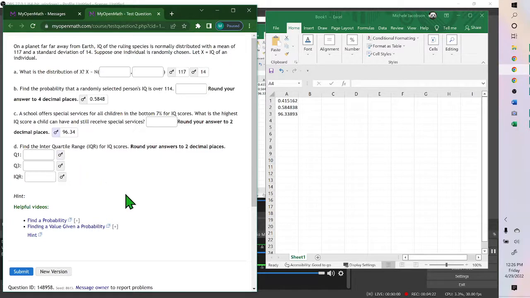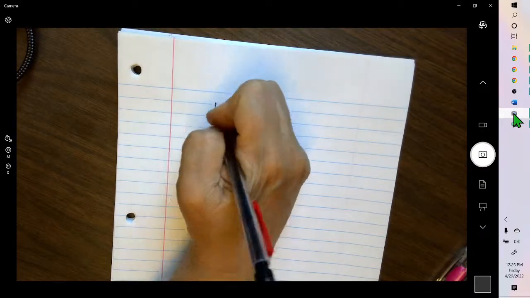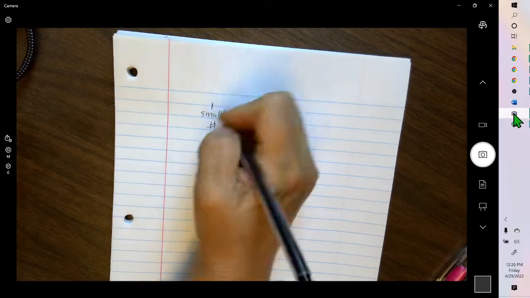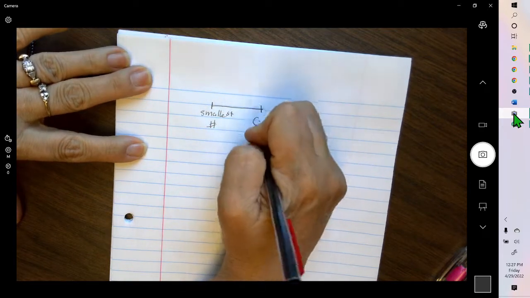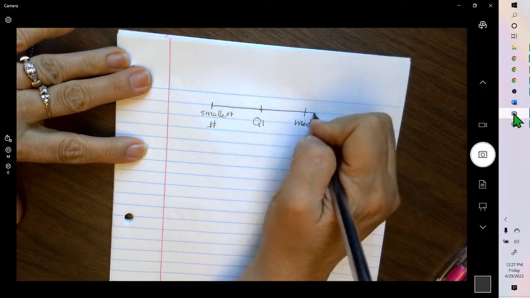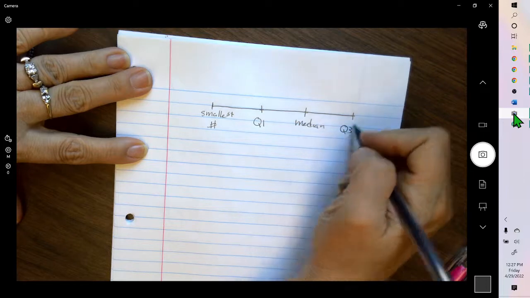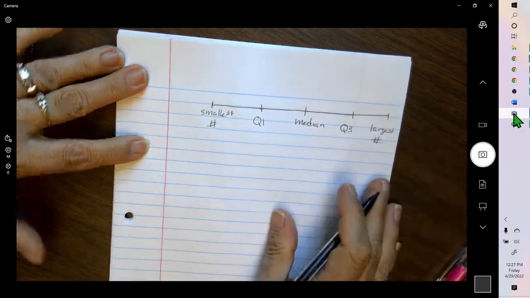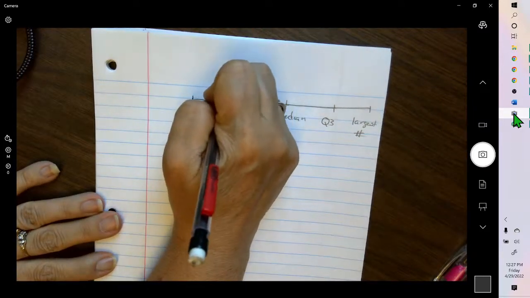For quartiles, a quartile breaks up the data into quarters. You have your smallest number, and then the first quartile, and then the median, and then the third quartile, and the largest number. And there's 25% of the data between each of these.